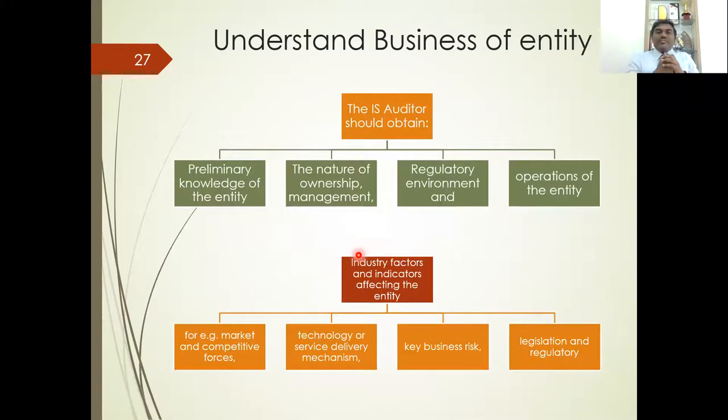Next, understanding the information. Preliminary knowledge of the industry or of the entity is necessary: nature of management, regulatory environment, and operation. Let's say you're doing an audit of a company somewhere in Dubai. Obviously you need to understand what the business is, who their shareholders are. Probably Dubai may not have private limited company. They may have some other name, they may have LLC, I don't know, I'm just giving examples. Then regulatory environment: what is the law over there? What are the operations? All those things the IS auditor should know.